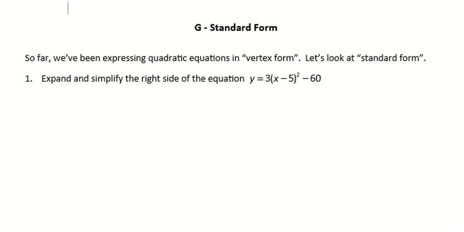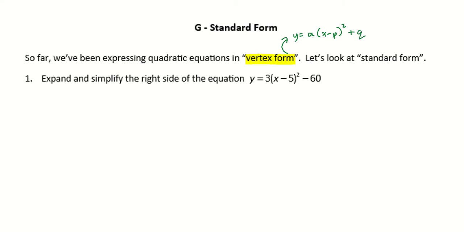All right, so in this lesson, we're going to take a look at a different form of a parabola in terms of its equation. Vertex form is the one that we've been looking at so far, and it's the one that we've been using quite a bit. So y equals a(x minus p) squared plus q.